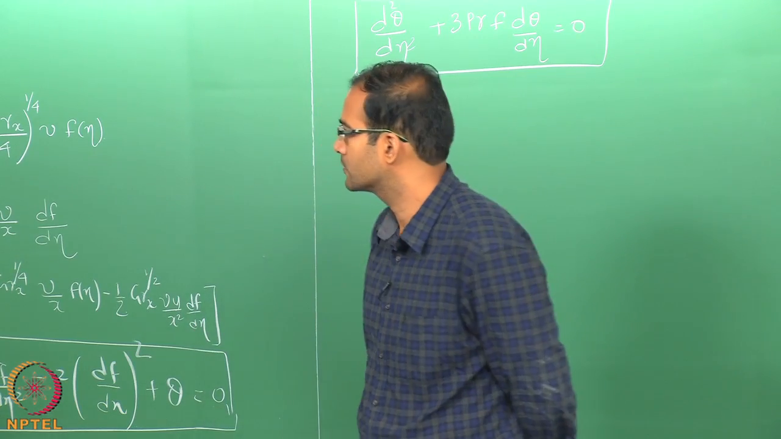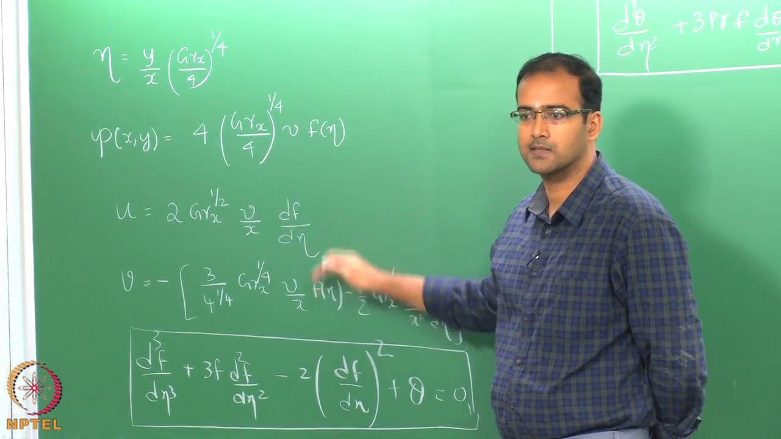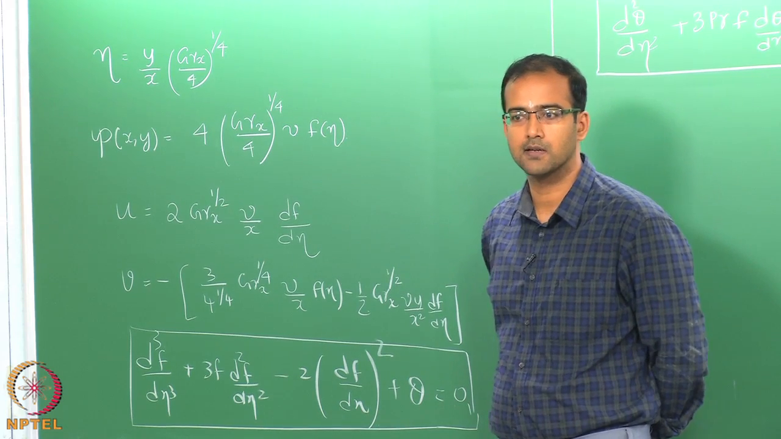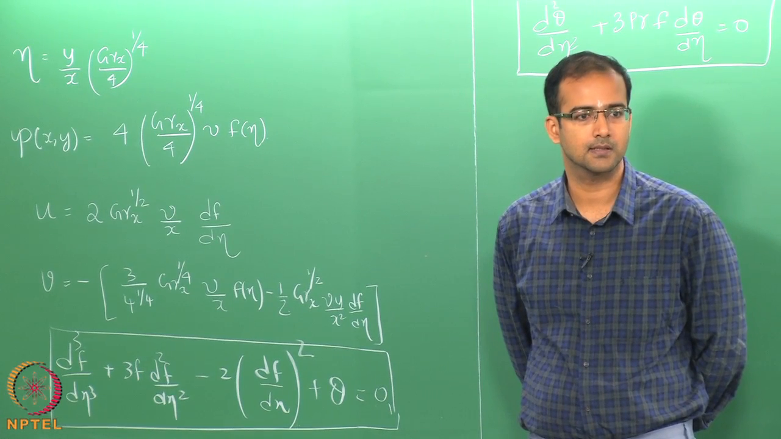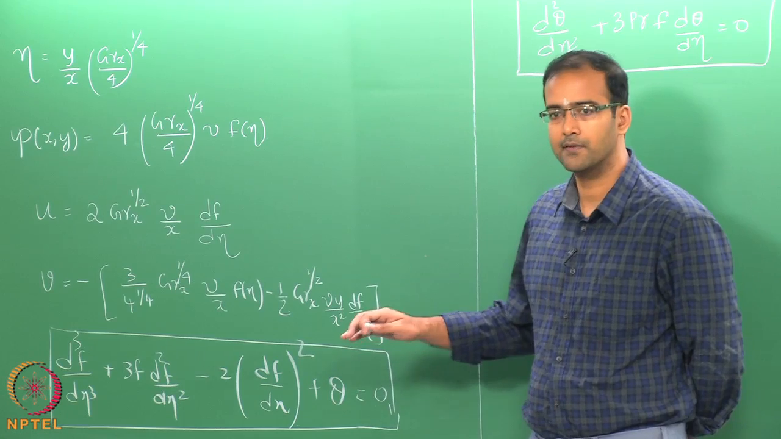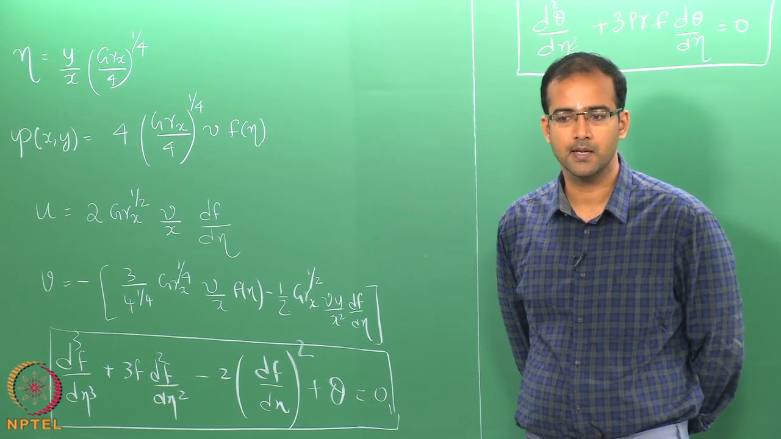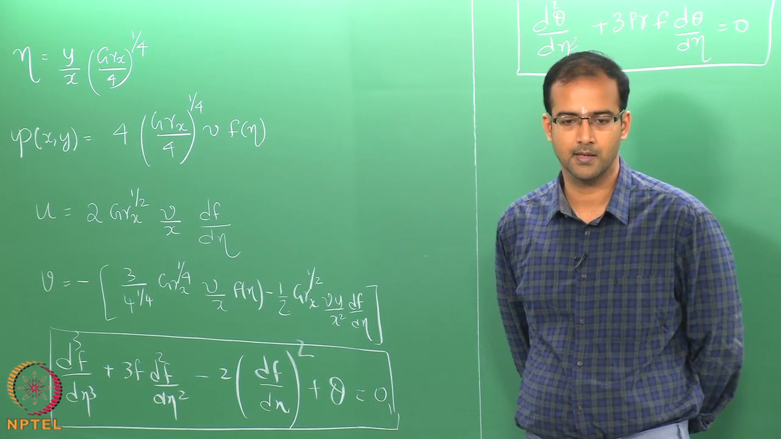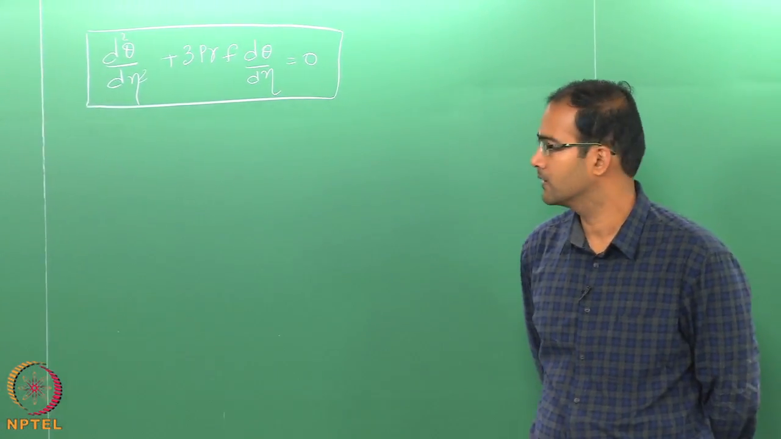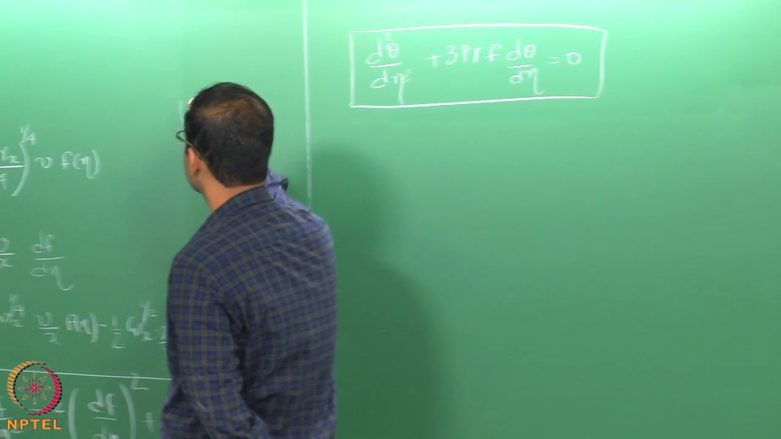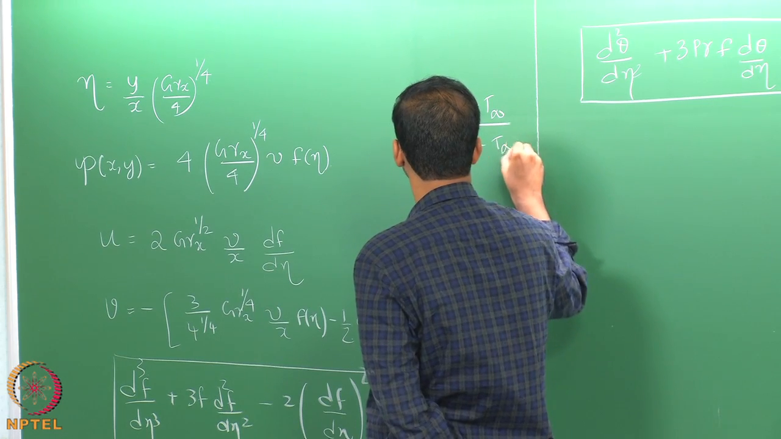Accordingly, Polhausen chose the similarity variable something like this, and then we proceed in the same lines as we derived the Blasius equations, starting from the stream function definition and then substituting this to find the u velocity, v velocity and also the gradients of all the velocity components. And then finally, when we substitute into the momentum equation, we end up with the following similarity equation. Similarly, if you do a similar transformation from the energy equation, you get the following similarity equation for the temperature theta. Here we have defined theta to be the non-dimensional temperature based on T minus T infinity by T wall minus T infinity.